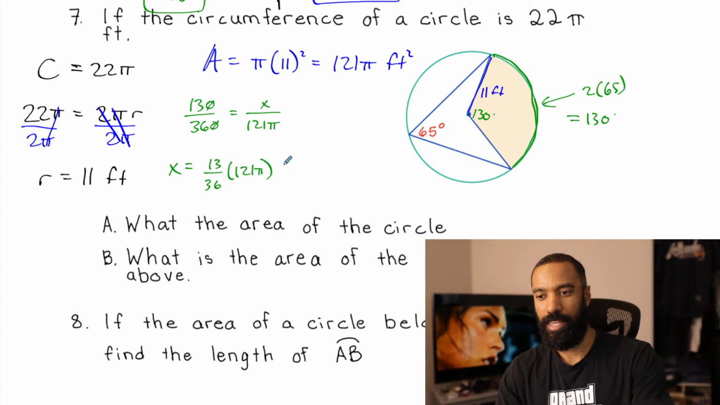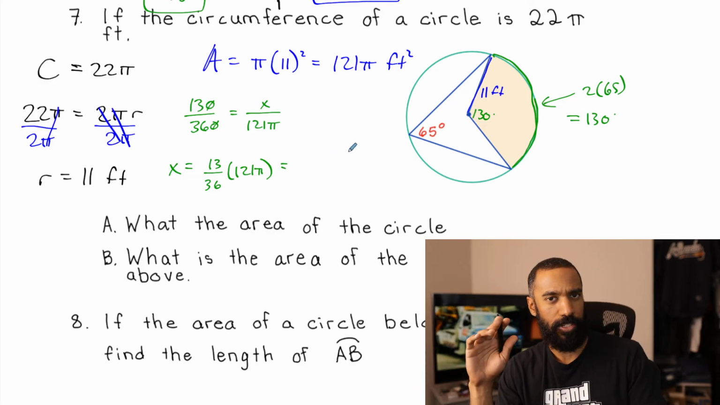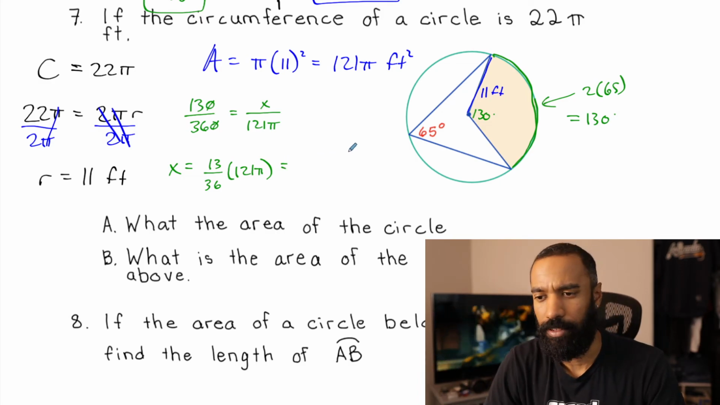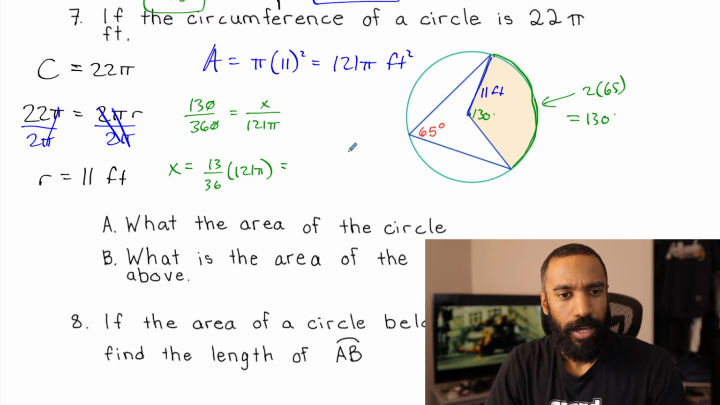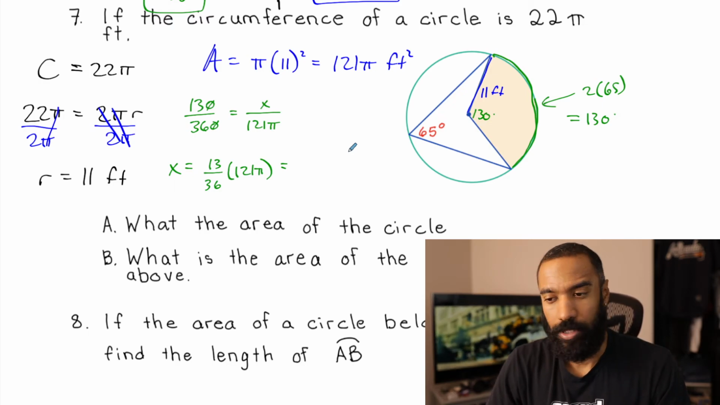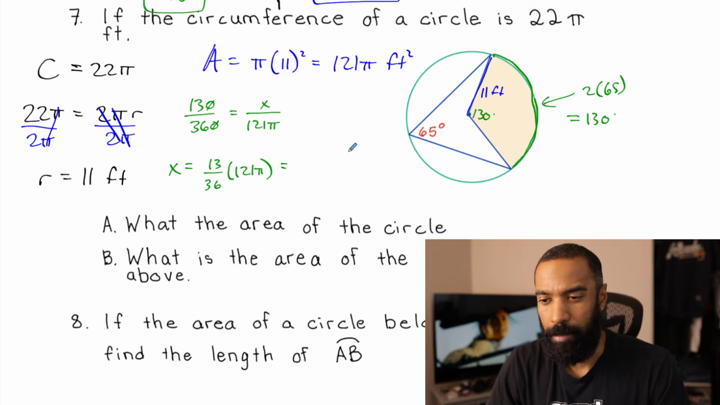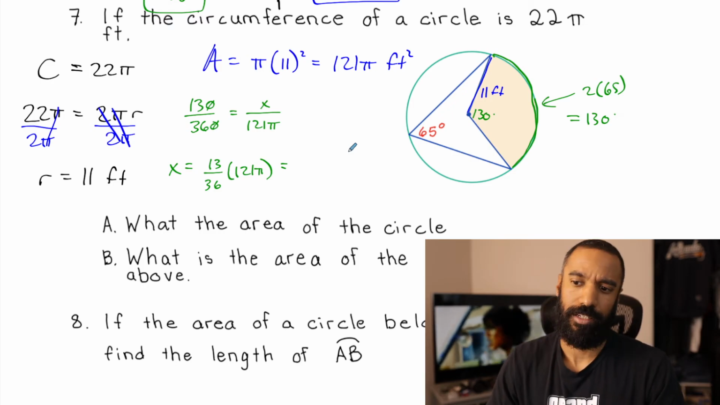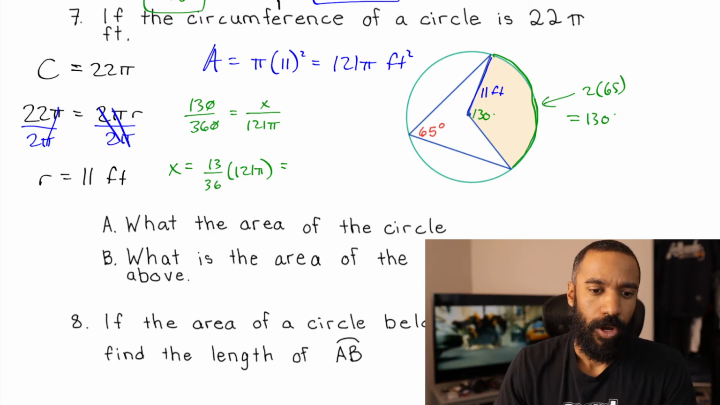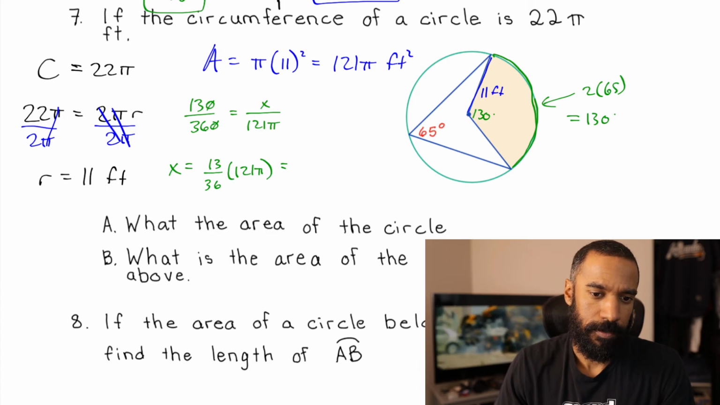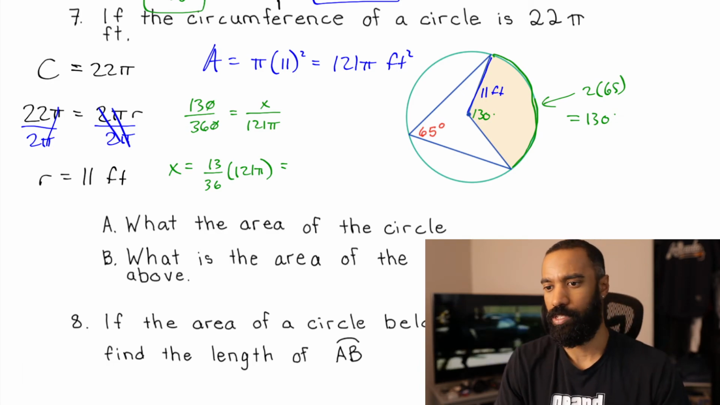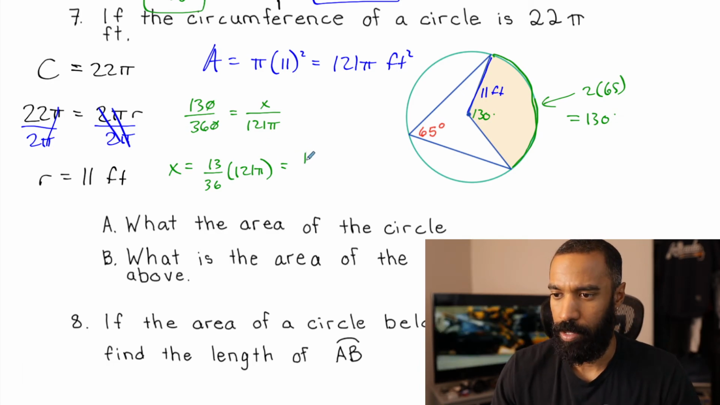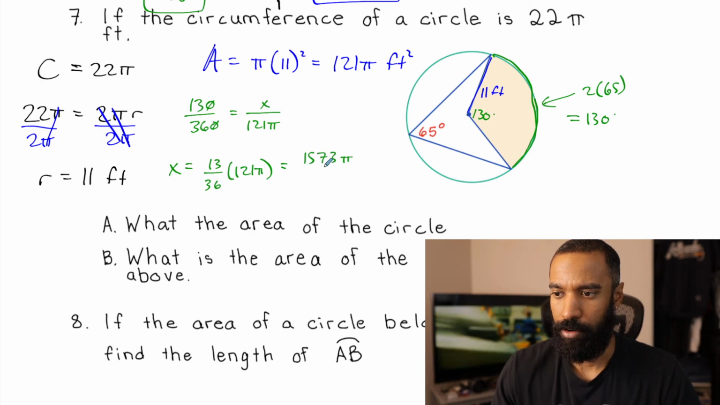Let's reduce, and then we'll round. 121 over 36, can it reduce? I'm going to let my calculator help me, but 121 can't divide by 3. It can only divide by 11, so I think I'm going to use my calculator. 121 times 13 is 1573. So 1573 pi over 36.